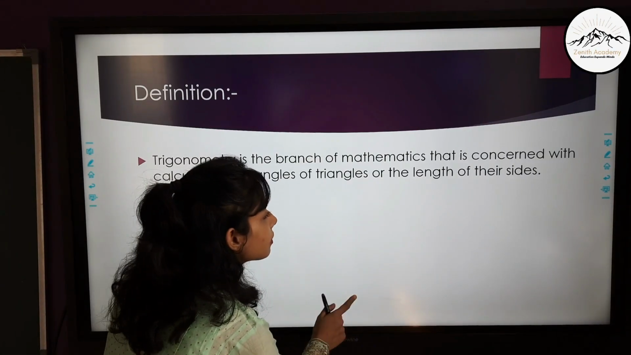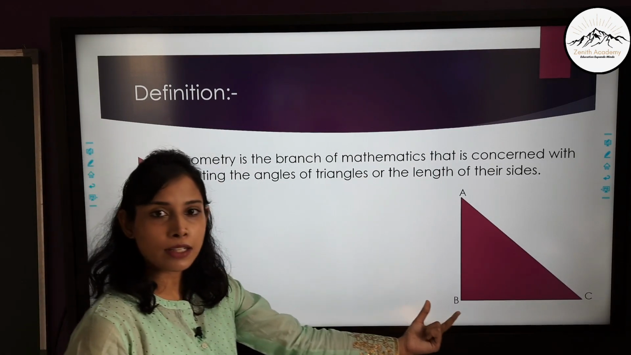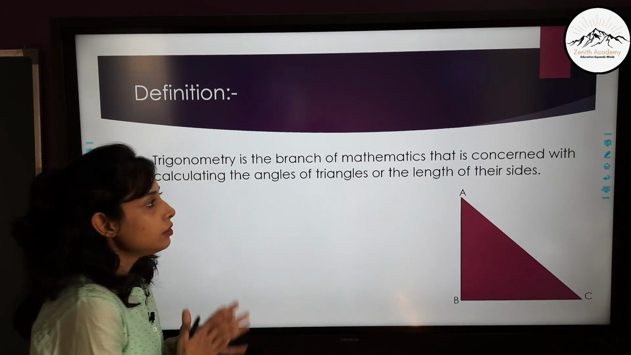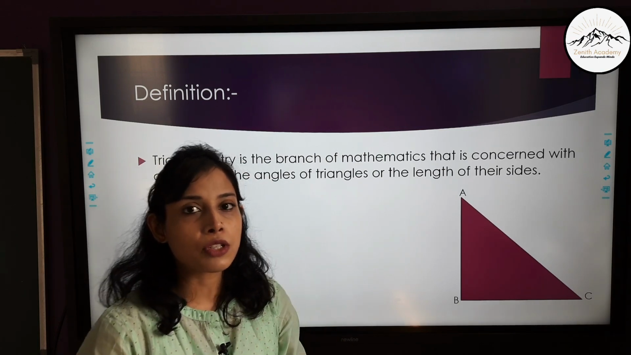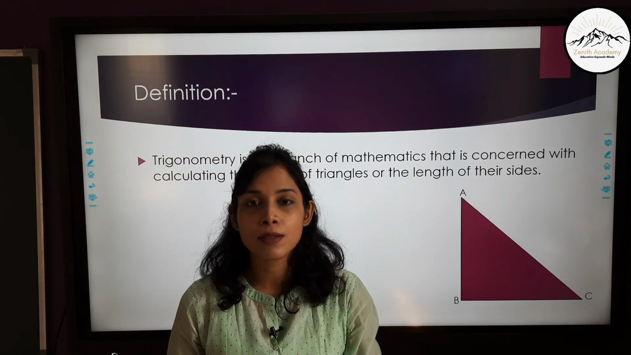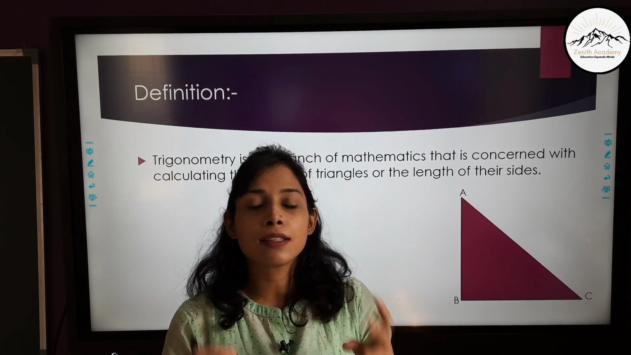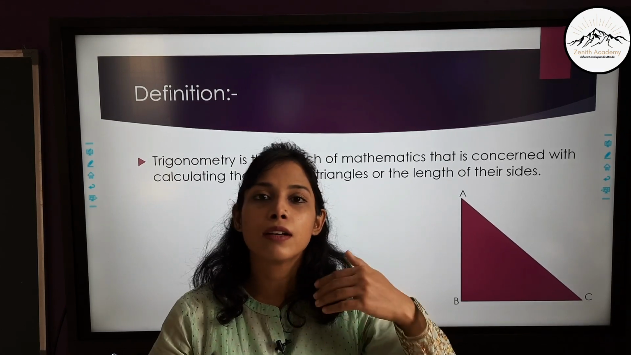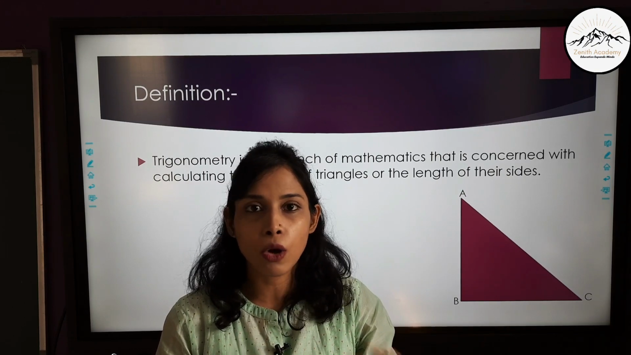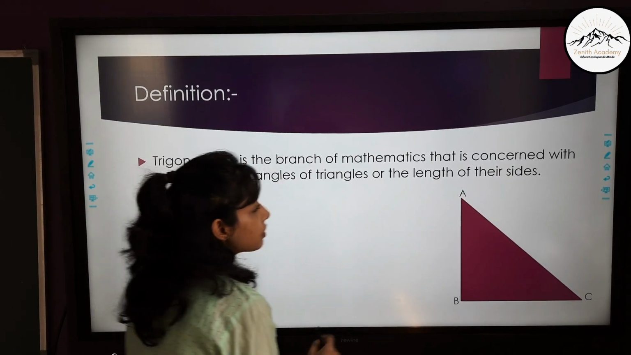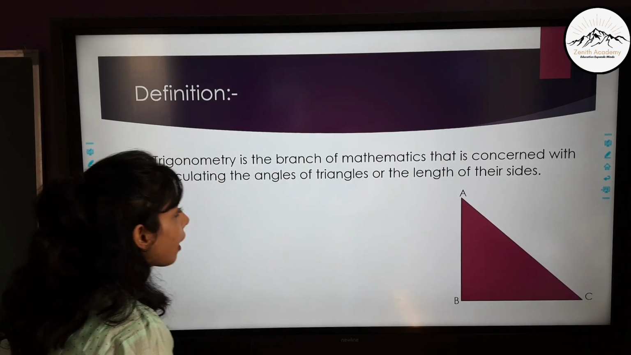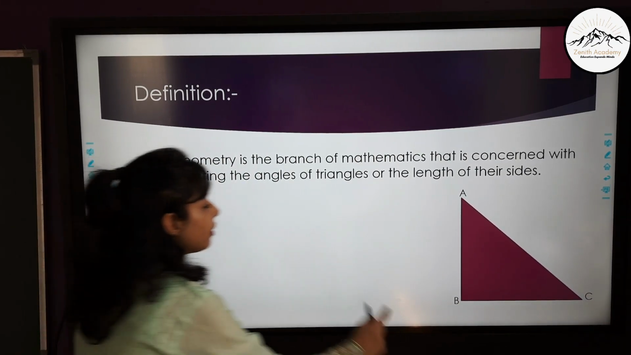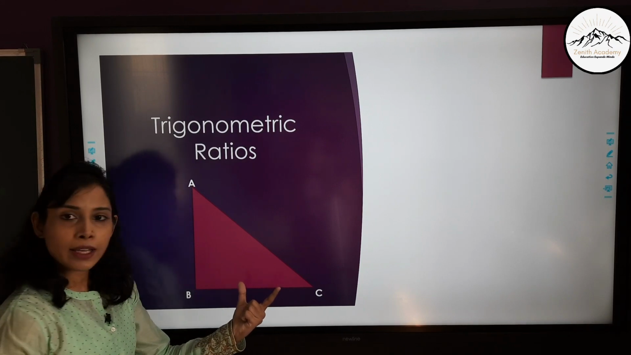Now, let's see, suppose this is a right angle triangle ABC. Now, in trigonometry, there are 6 functions. There are 6 trigonometric functions and 3 basic ones. So, first what we need to learn is these 3 basic functions, so that other functions we can learn accordingly. Now, the first 3 functions are sine, cosine and tangent. Now, what are sine, cosine and tangent? Let's see, this is our triangle ABC.